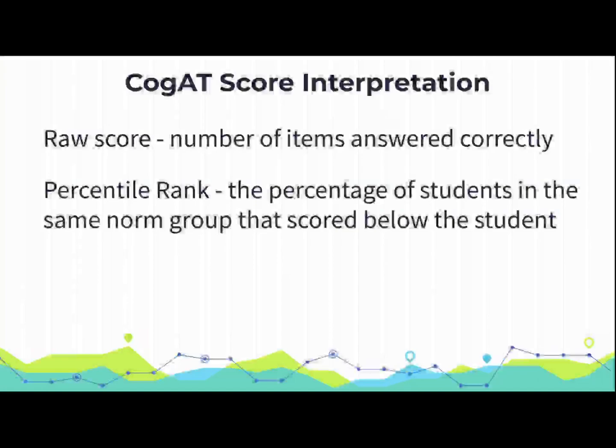The score report includes your child's raw score, which is the number of items a student answers correctly. The percentile rank shows the percentage of students in the norm group that scored below the student.